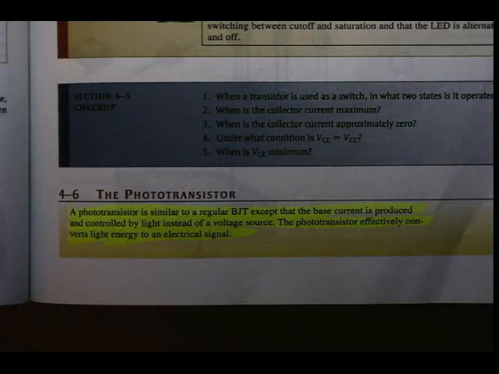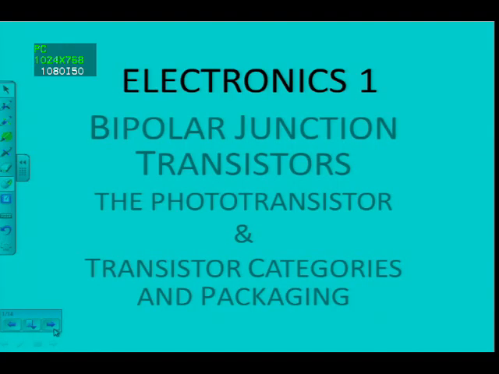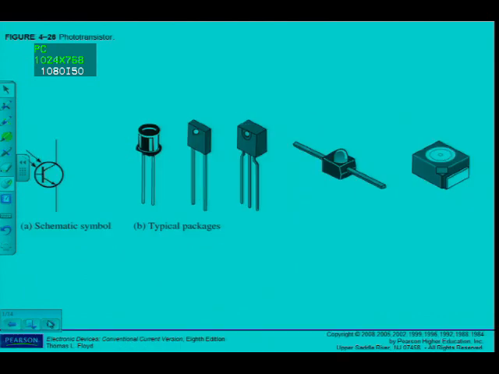A phototransistor is similar to a regular BJT, except that the base current is produced and controlled by light instead of a voltage source. The phototransistor effectively converts light energy to an electrical signal. We have discussed a similar device when we did the diodes. If you can recall, it was also called a photodiode that operated similar to the phototransistor.